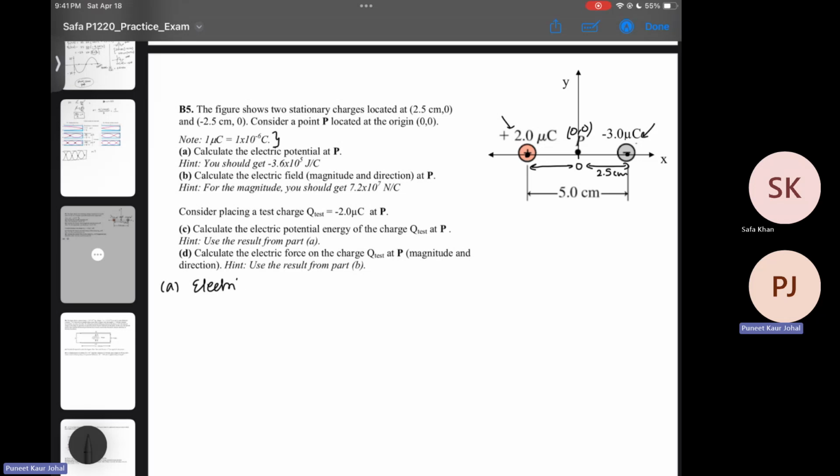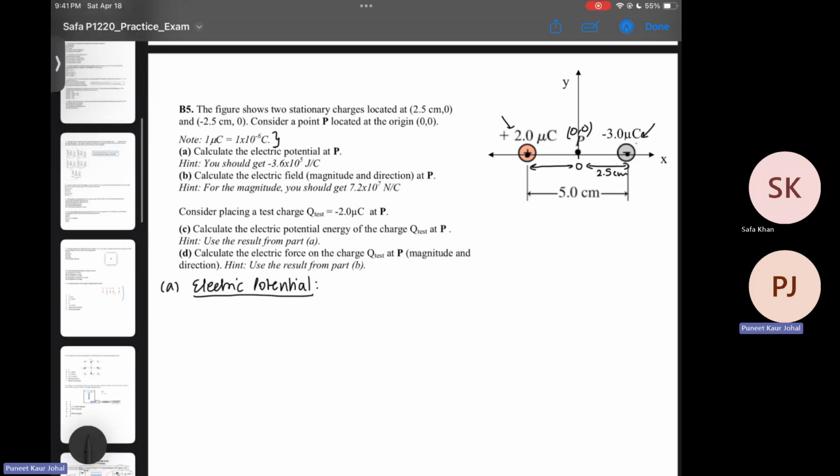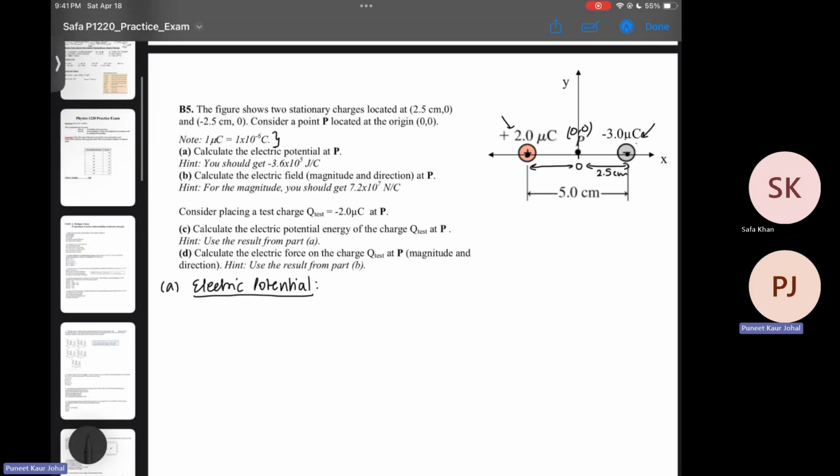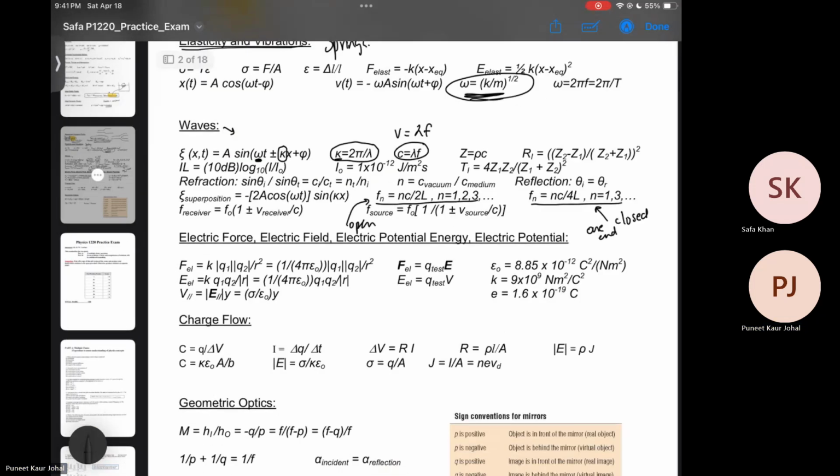What you can do is just look for the formula for electric potential in your formula sheet, which is right here. Electric potential is V.